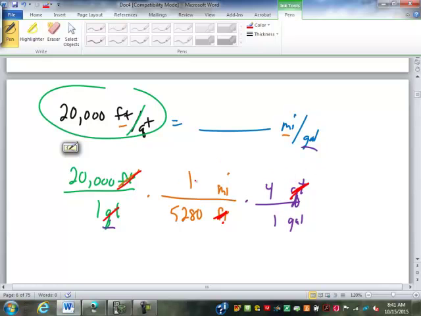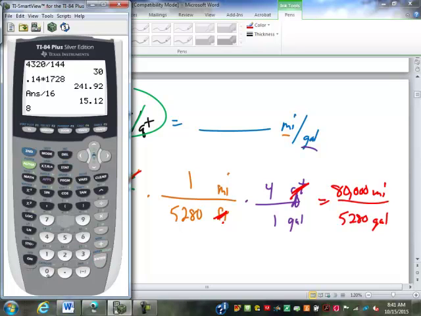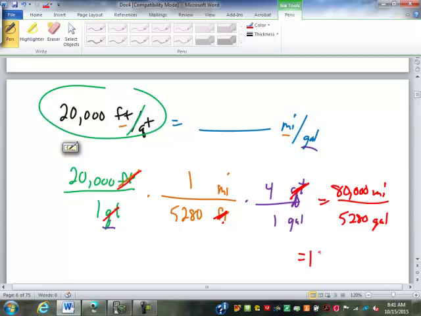So then 20,000 times 1 mile times 4 is 80,000 miles. 1 times 5280 times 1 gallon is 5,280 gallons. So we're going to divide 80,000 by 5280. 15.15 miles per gallon. Does that make more sense? A little bit? Sure.